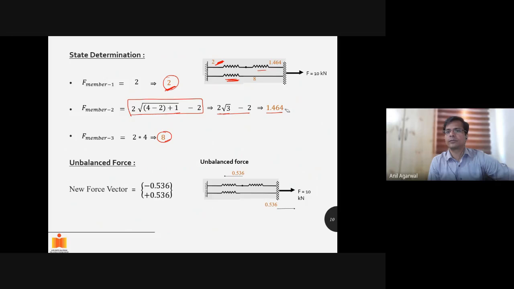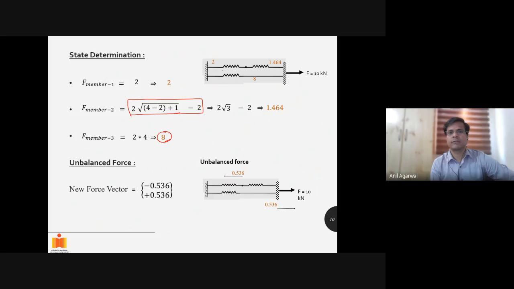Up to whatever level of accuracy you want in your converged solution, maybe 1 or 2 digits more than that is enough. Fine. So you got the forces in each spring. Now, if you look at this system, I got the force in each spring.